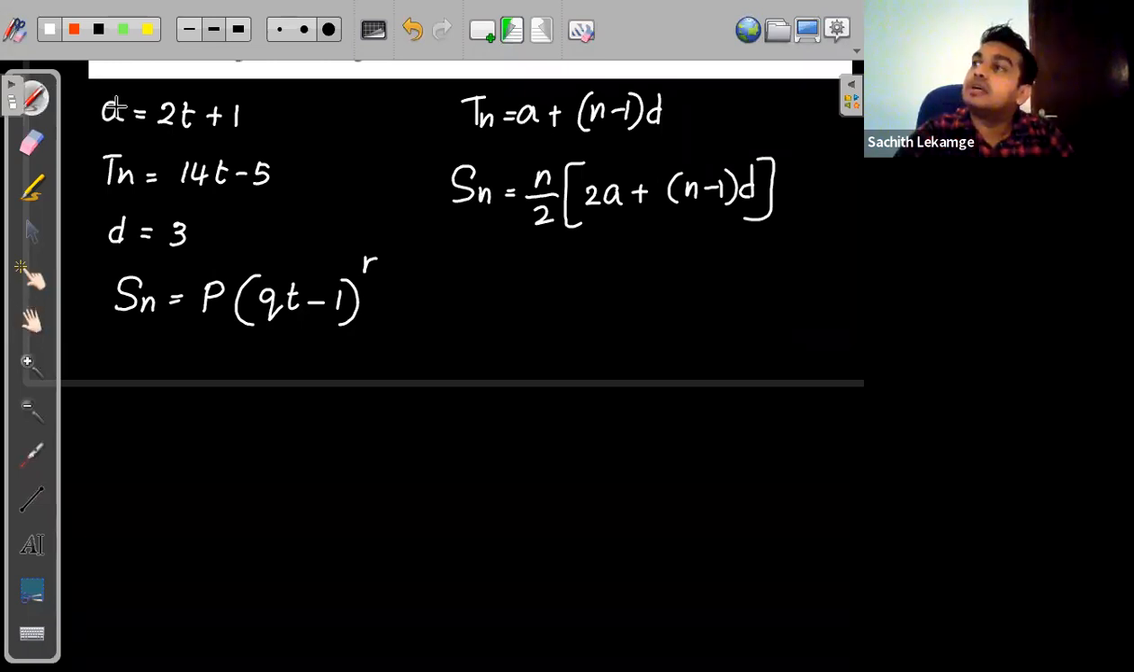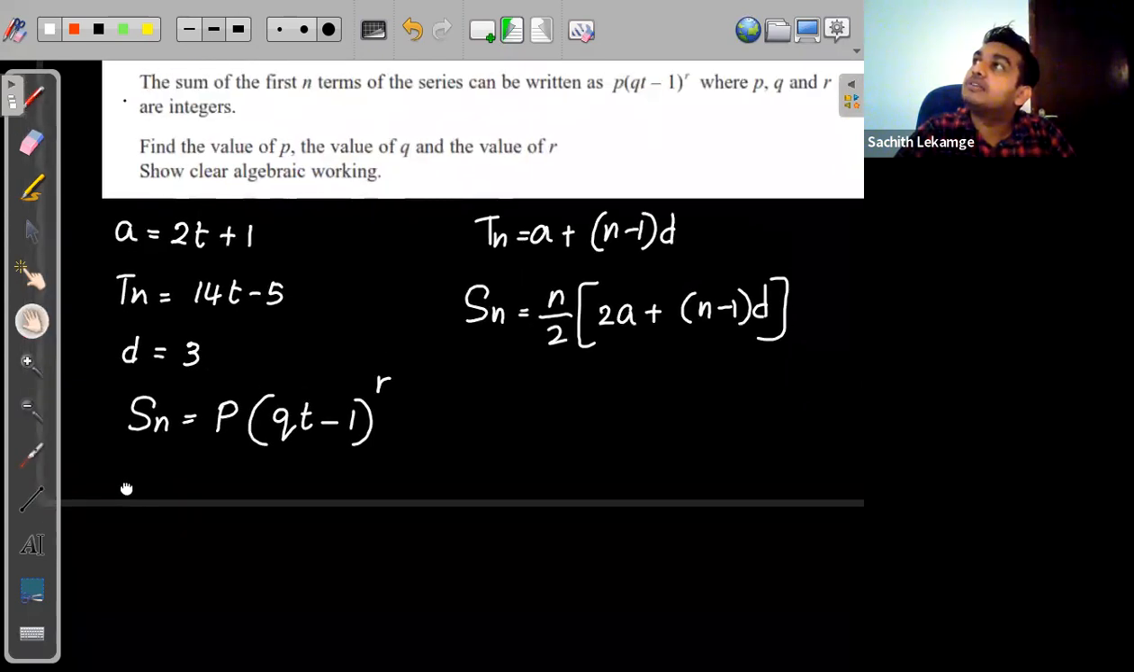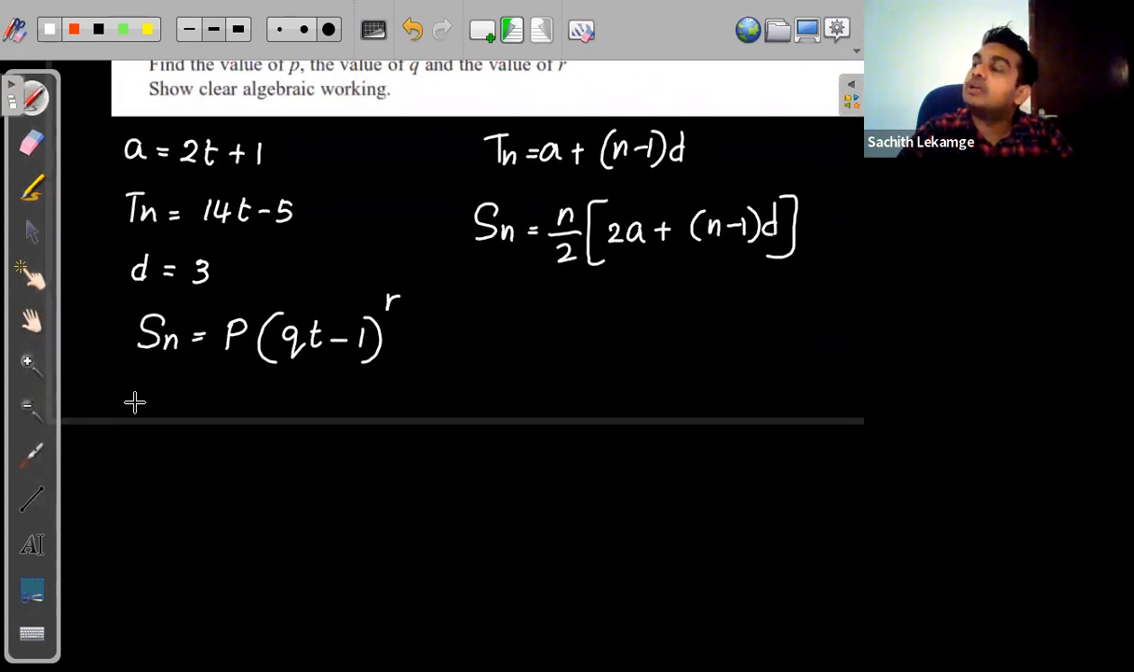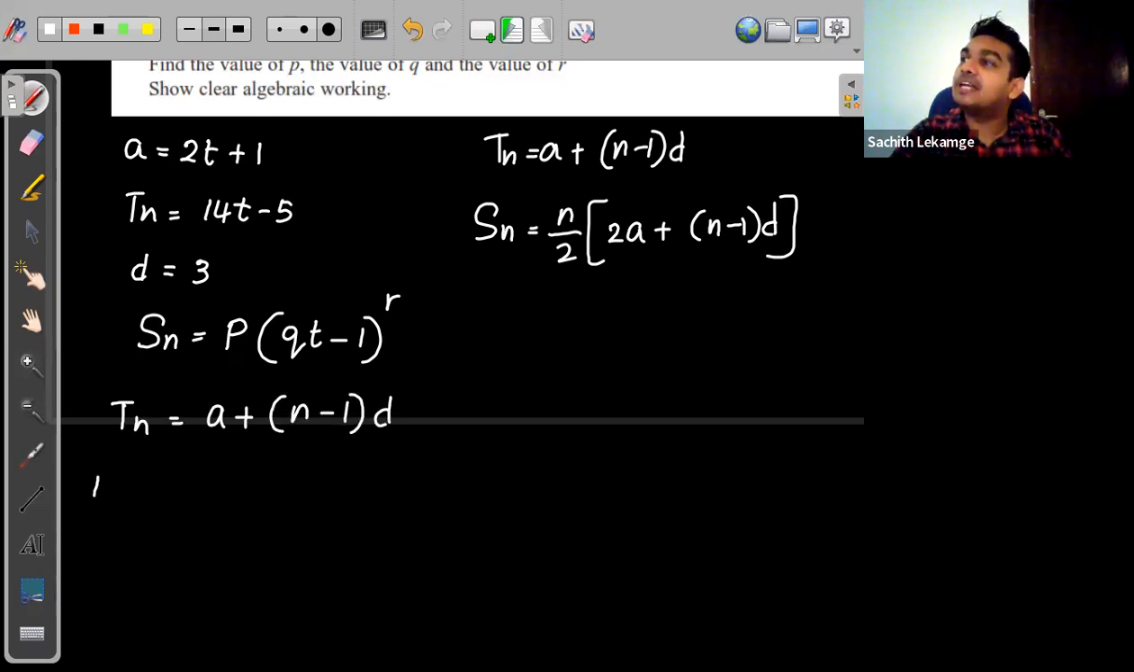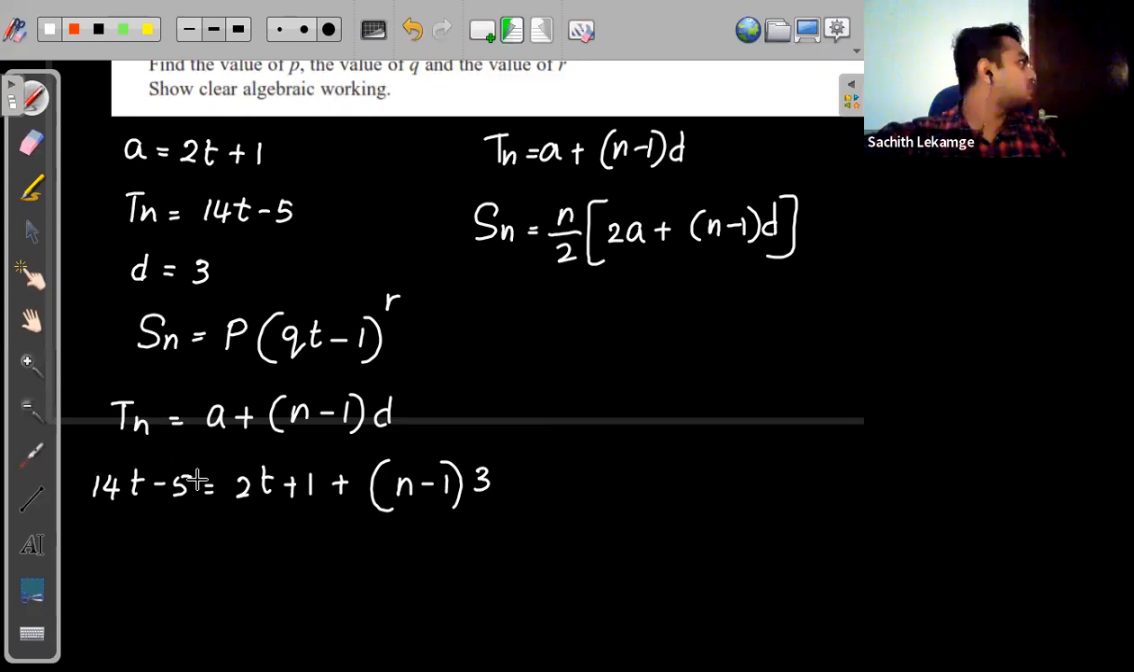Okay, now Sn is given. Since I know Tn, d and a, I need to find the sum of the first n terms. I'm using the Tn equation first. I'm writing Tn equals a plus n minus 1 times d. Tn I know, 14t minus 5. a is 2t plus 1, plus n minus 1, d I know, which is 3. I'm trying to get the value of n from this equation.